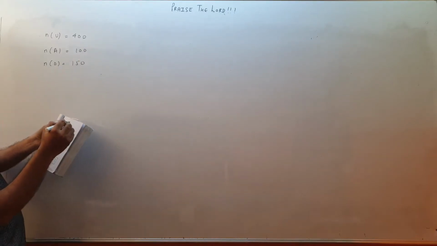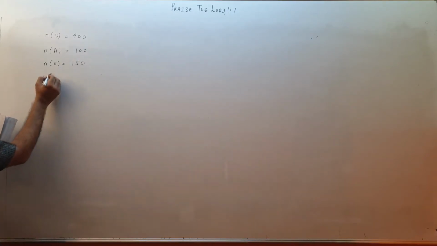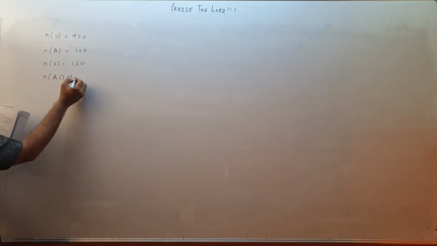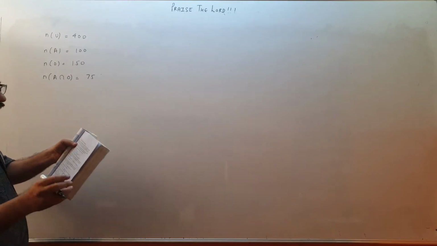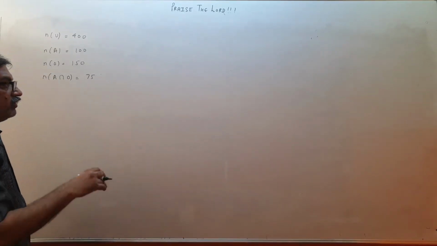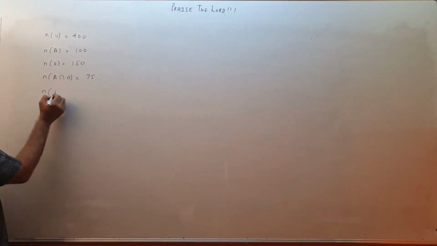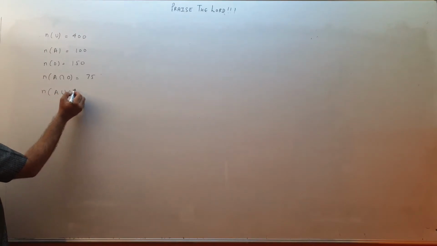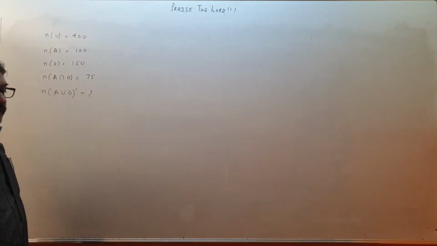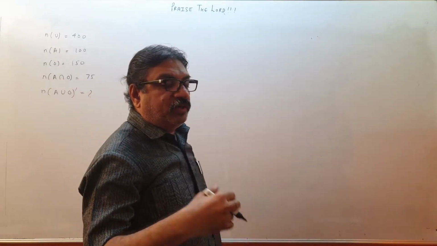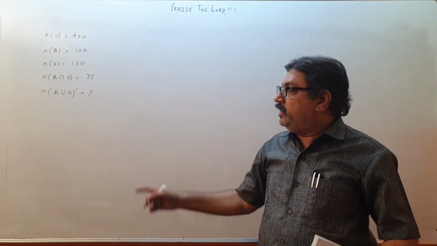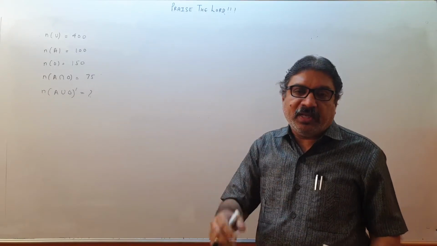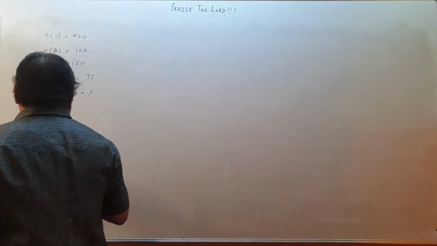And 75 were listed as taking both apple and orange. So apple and orange both, that is 75. How many were taking neither apple nor orange? Outside we want. That means we want (A union O)', means outside apple and outside orange region. So (A union O)'. Those number of students will be neither taking orange juice nor apple juice. You have to understand what we are being asked.